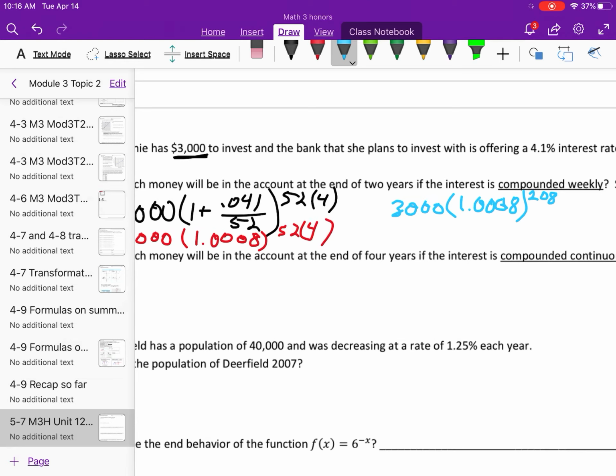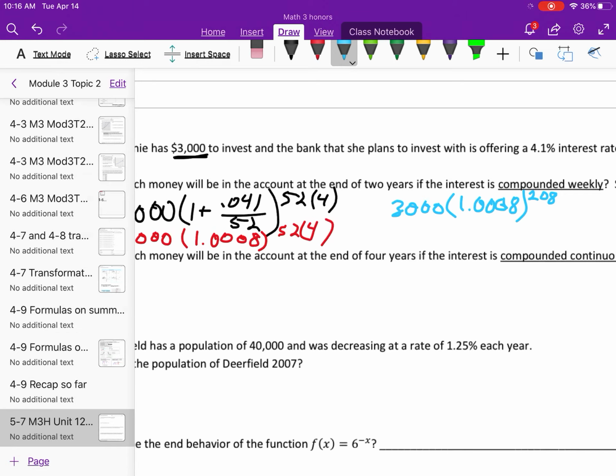Now the reason why I do this in pieces is because I know students sometimes look at this and then they try to type all this in the calculator and then they miss a parenthesis. For example, when it says 1 plus 0.041 divided by 52, you have to put 0.041 divided by 52 all in its own parentheses. So you'll end up having parentheses, and then you'll have N parentheses. I know sometimes that's a little complicated for students, so I like to do it in pieces like this.